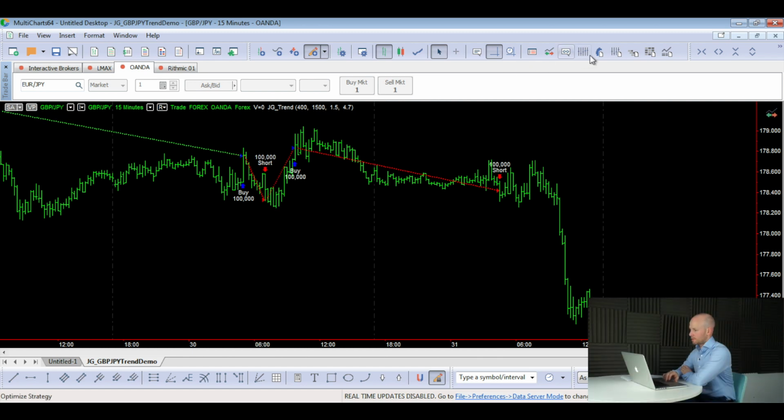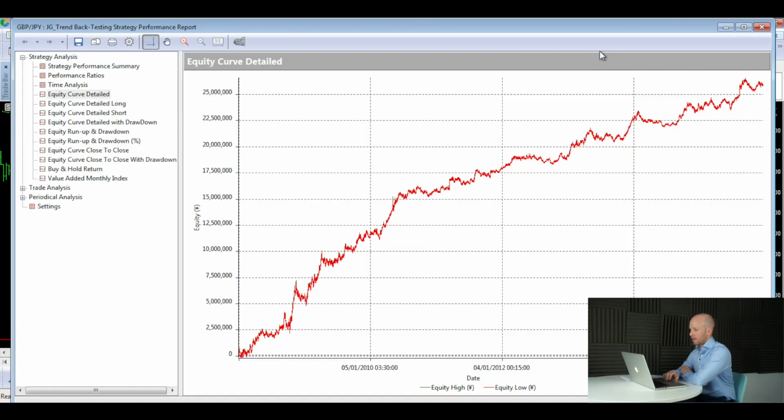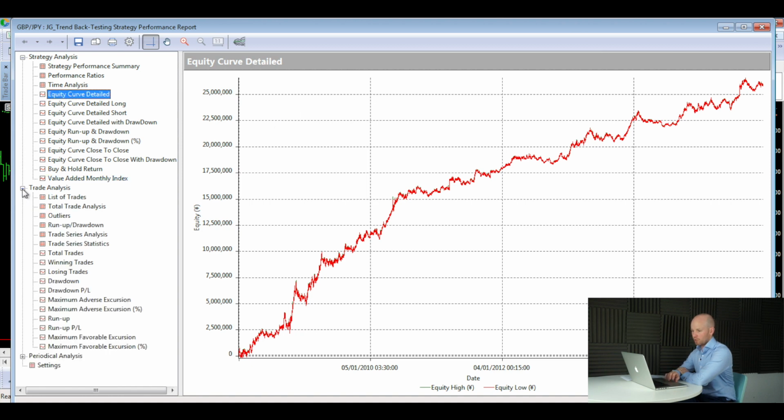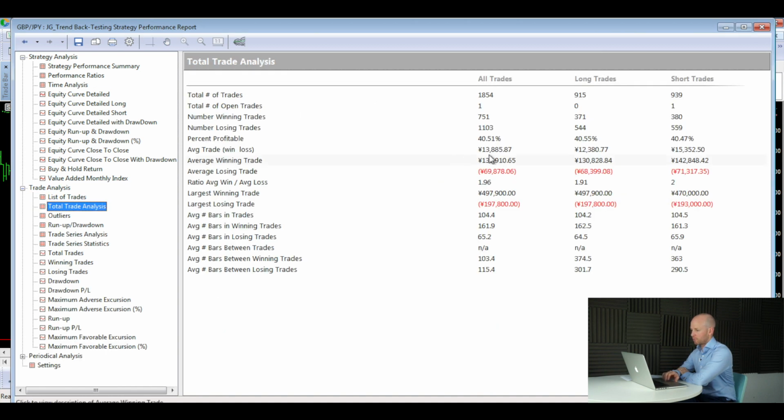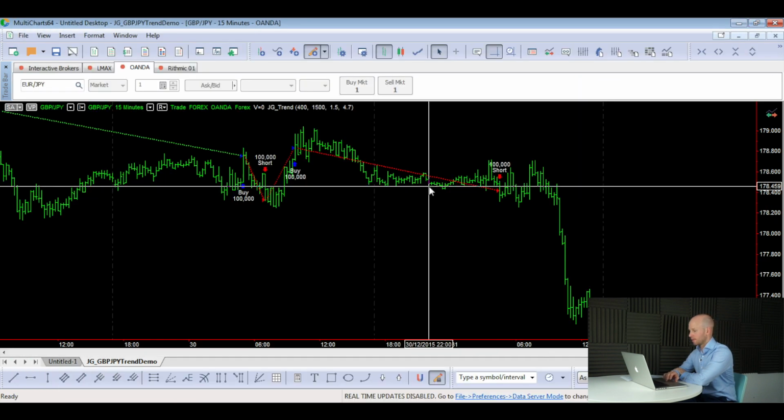And let's look at the equity curve again. It's probably hardly any different, and no, it's not any different. Look at the total trade analysis. We've got an average trade of 13,885, which is reasonable. That's about 13 pips per trade. So once we've taken out a bit of commissions and trading costs, we're still going to be making money with this strategy. So that's good. And that's about it for the development. Dead simple, just a few steps.